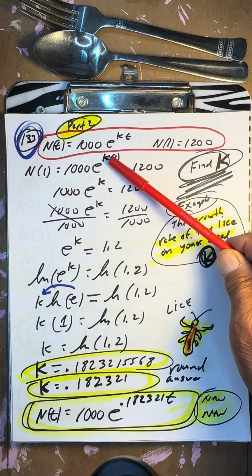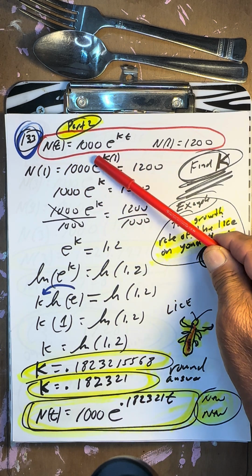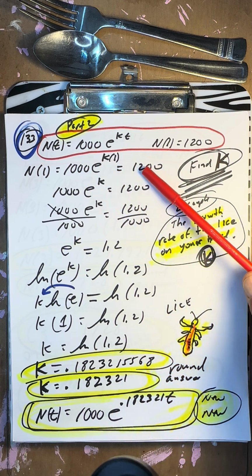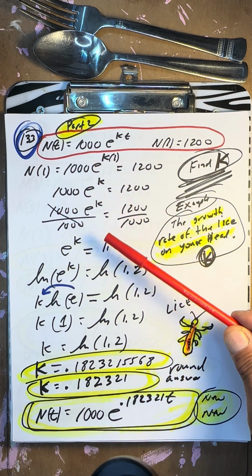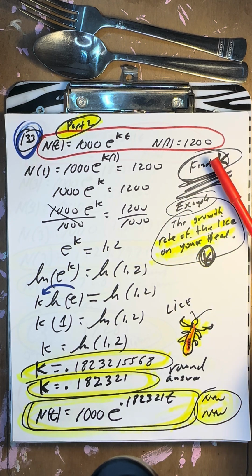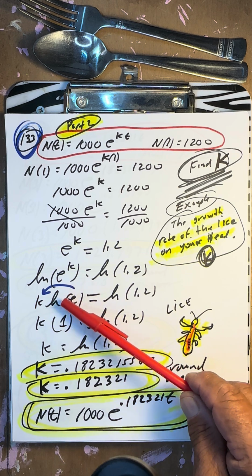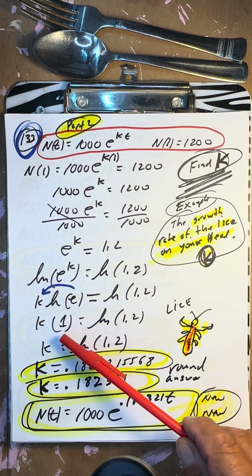So I know that N of 1 is 1,200. So I'm going to put 1 there. That's going to be e to the k equals this. Now divide by 1,000, 1.2. E to the k is this. What I'm trying to find is the k, the rate of how fast these guys are growing on your head. So ln, k goes to the front. Ln of e is 1. So k times 1 is k.